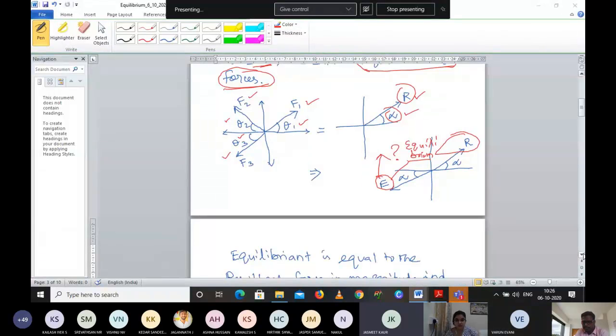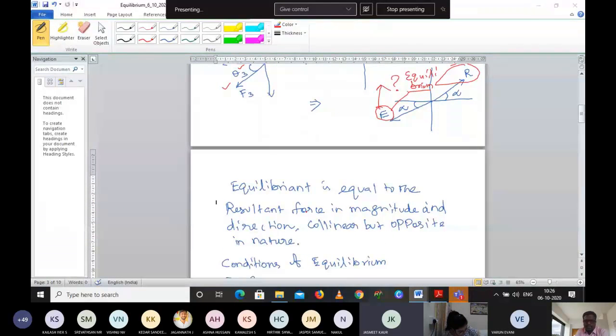Please take a note. The equilibrium is equal to the resultant force in magnitude and direction. Another one also you have to write down: collinear but opposite in nature. These words should be there for getting 2 marks. Again, can I repeat? The equilibrium is equal to the resultant force in magnitude and direction, collinear also, but opposite in nature. You can add a point that this will make the entire system as equilibrium.